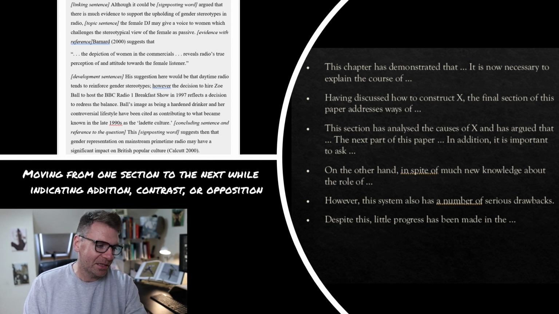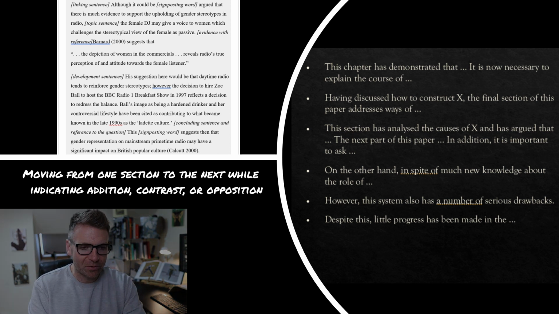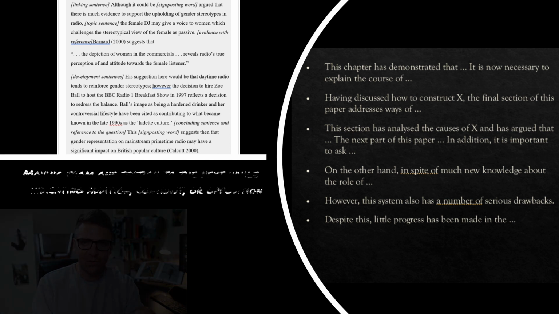On the other hand, in spite of much new knowledge about the role of this, let's look at the opposite of it. However, despite this. So however and despite this, they're great terms you can use when you want to maintain that flow and show that you're engaging with the text. So rather than just going, and then this happened, and then that happened, the examiner's like, yeah, okay, you're just giving me bare facts. But where's the engagement? Where's the flow?